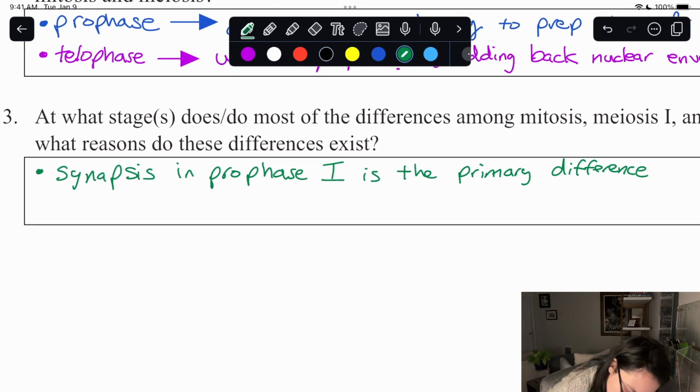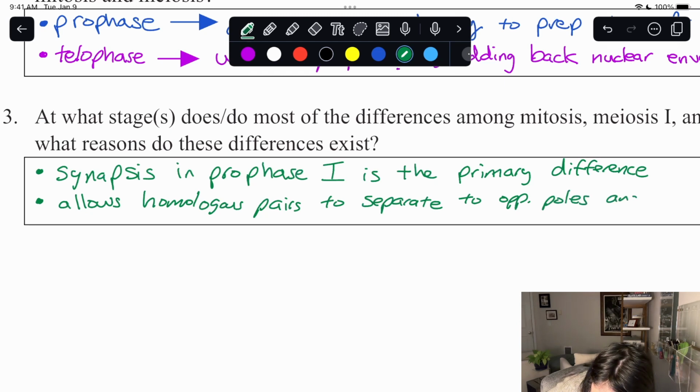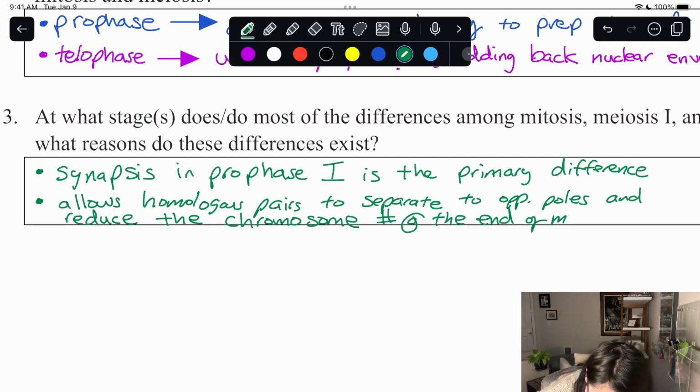And then what you'll see here is that it is the primary differences because it allows homologous pairs to separate to opposite poles and reduce the chromosome number at the end of meiosis 1, going down here, to half the original cell.